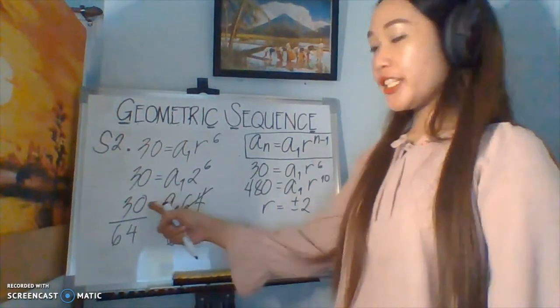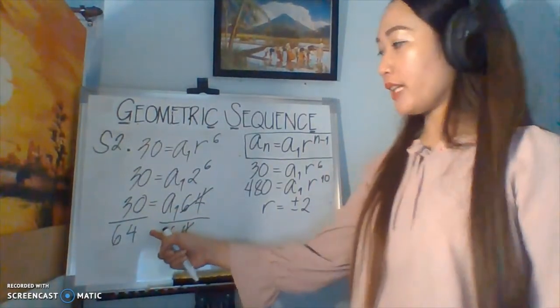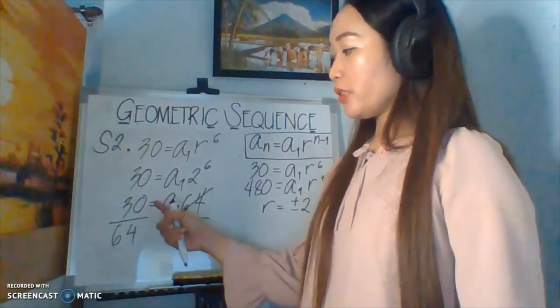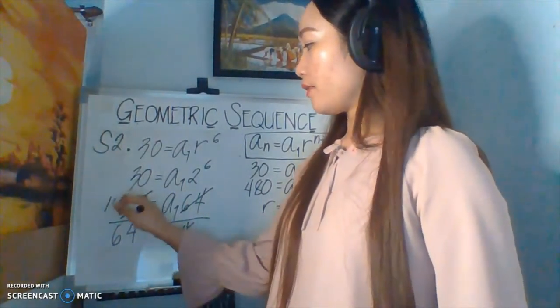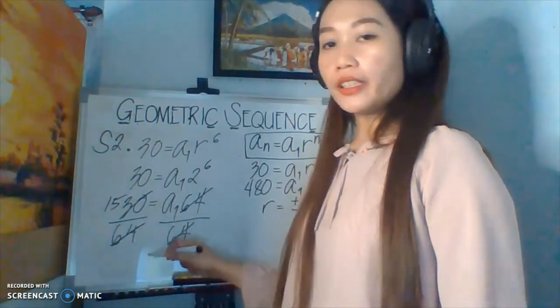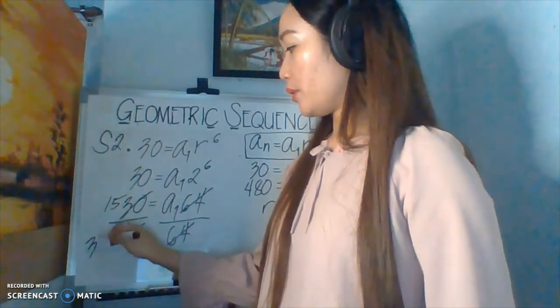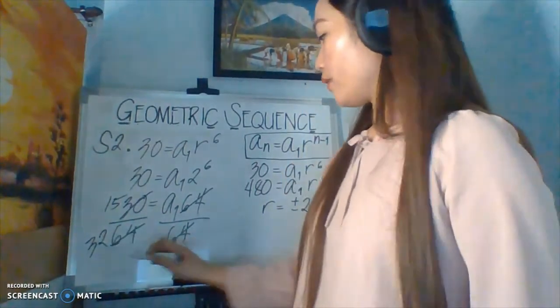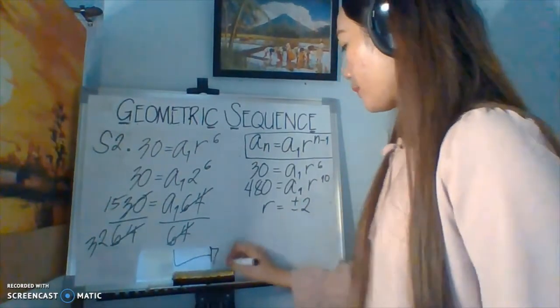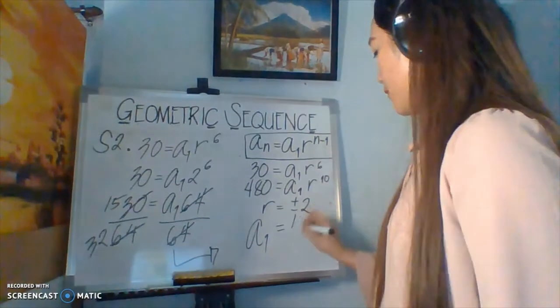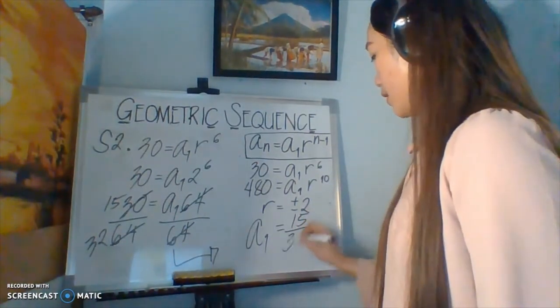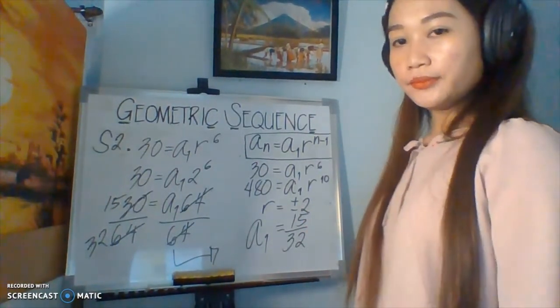And 30 divided by 64, we can divide both numerator and denominator by 2. 30 divided by 2 is 15, and 64 divided by 2 is 32. So we simplify. The value of our a sub 1 is now equal to 15 over 32.